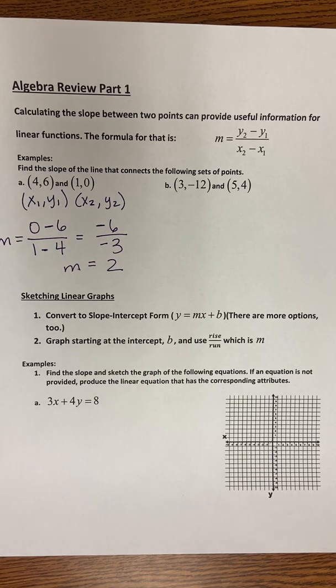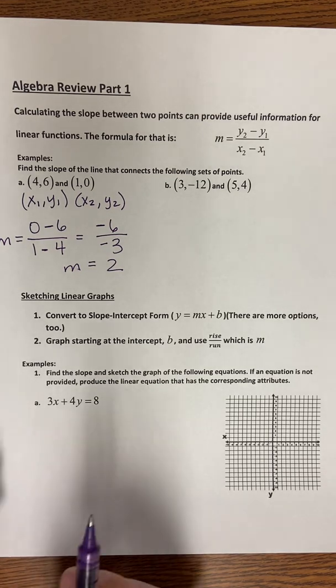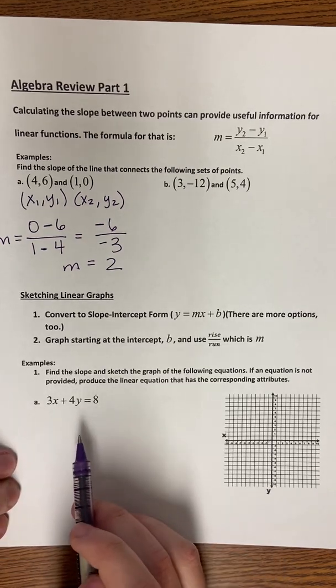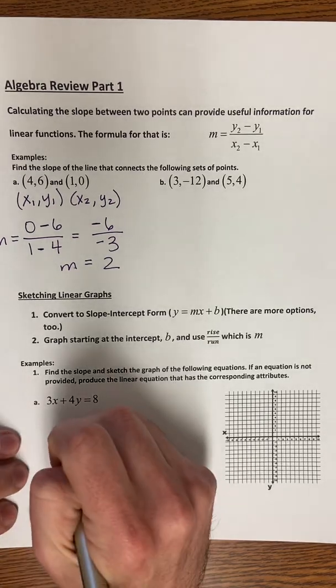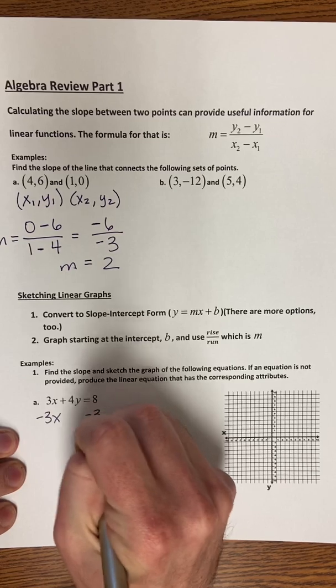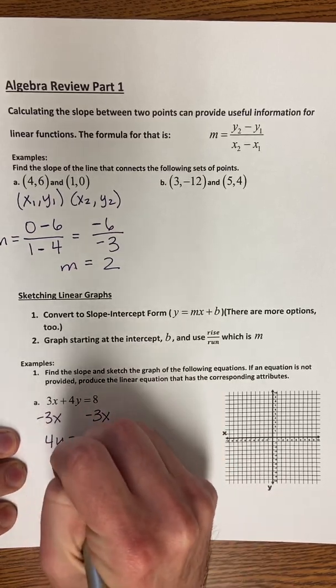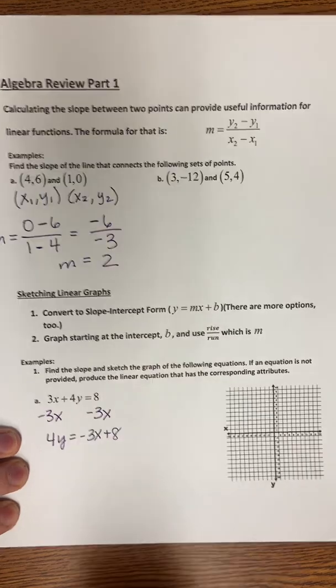We also need to be able to sketch lines or have an idea of how to sketch linear graphs. You have a few options here. Technically speaking, to graph a line, you only really need to plot 2 points, but I want to go ahead and get us into y equals mx plus b form because that is the form that the students are the most comfortable with. So we'll start here with this 3x plus 4y equals 8, and we'll graph it to the right. To get it into y equals mx plus b form, we will move the 3x to the other side by subtracting. So we will have 4y equals negative 3x plus 8.